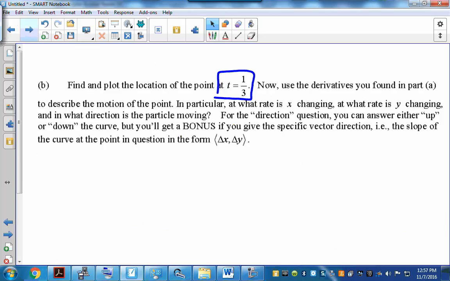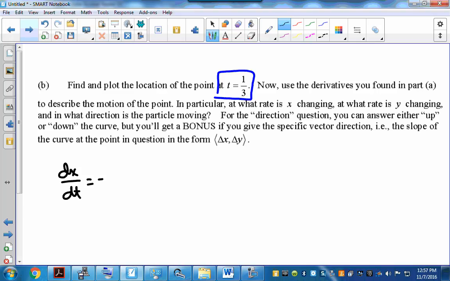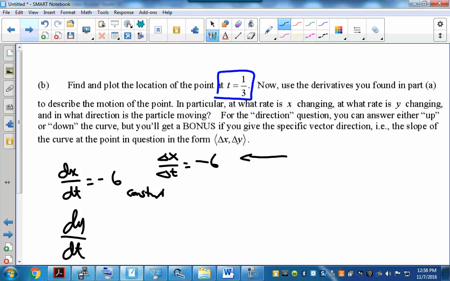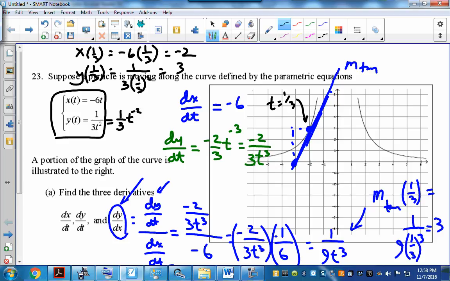We're supposed to use the derivatives to describe the motion. Well, dx/dt, we said, was negative 6. That means the change in x over the change in time is negative 6, right? So we're moving that way. We're moving to the left. And dx/dt, by the way, is constant. That doesn't change. But dy/dt did depend on t, remember.